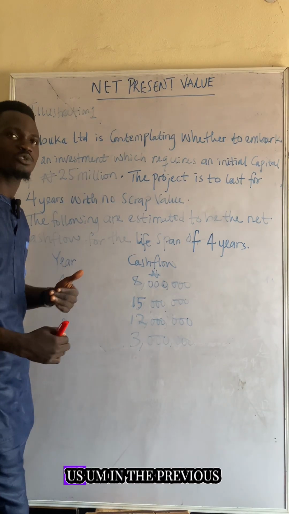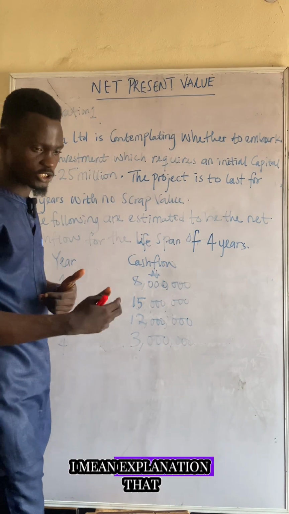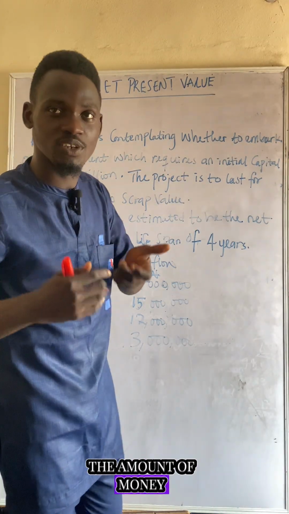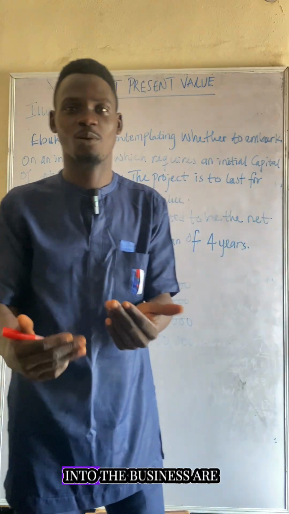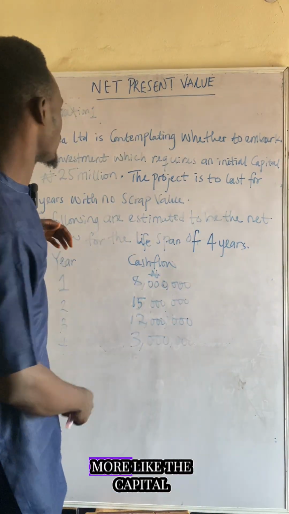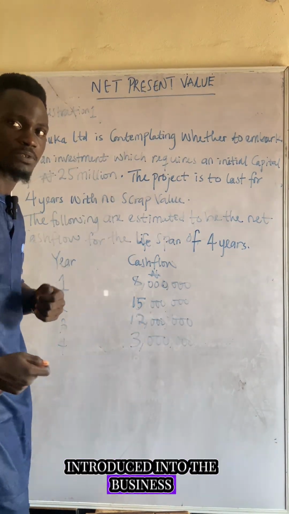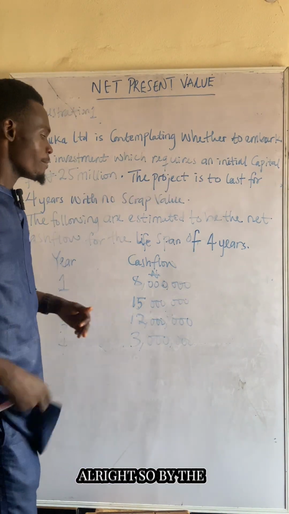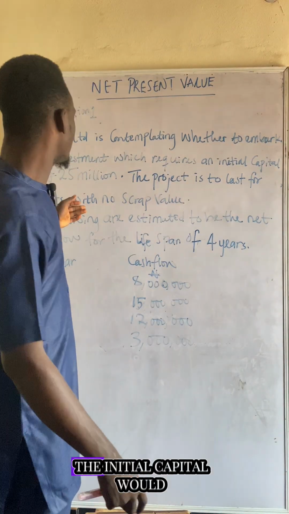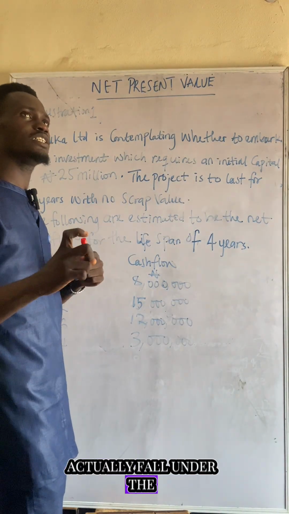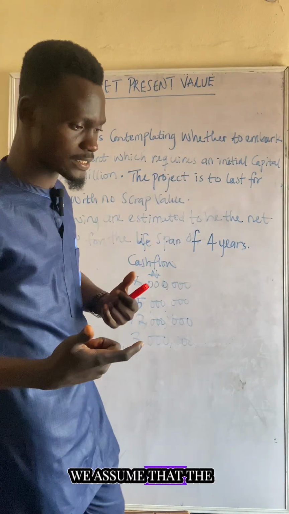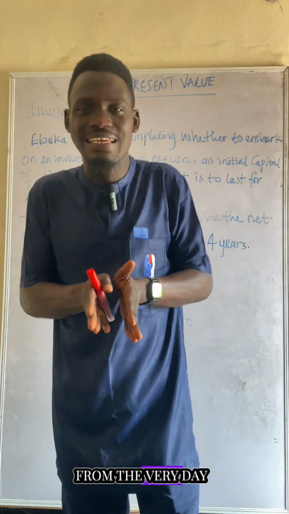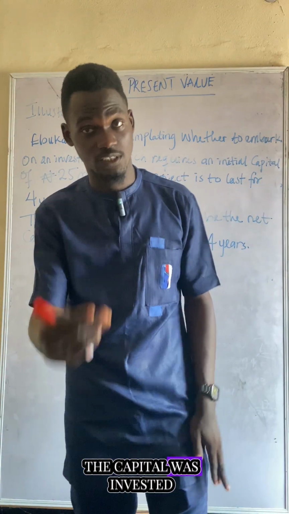I told us in the previous explanation that the initial capital is the amount of money initially invested into the business. It's more like the capital introduced into the business. By the time we start solving, you do realize that the initial capital would fall under year 0. So we assume that the business started its operation from the very day the capital was invested.